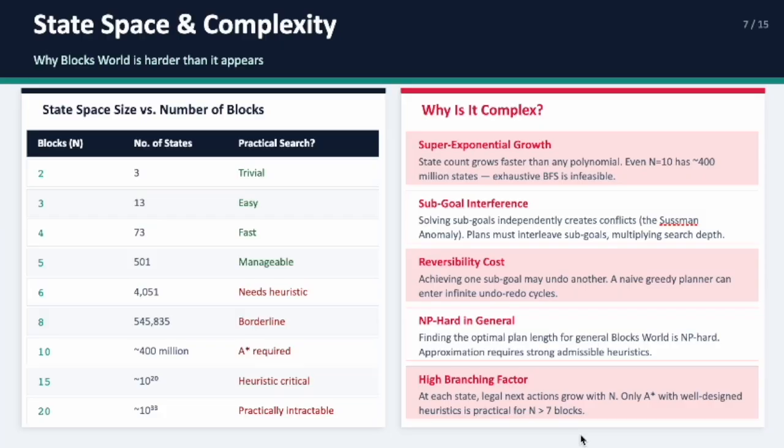Fourth, it is NP-hard in the general case. Finding the optimal plan is probably hard. And fifth is a high branching factor. At every stage, the number of legal next moves grows with n. Without intelligent search, the tree becomes impossibly large. This is why good algorithms and good heuristics matter enormously in this domain.